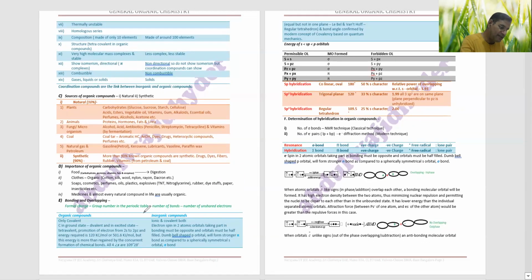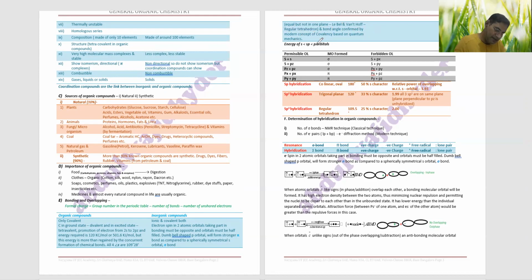This means all the four angles in organic chemistry will be equal, but not in one plane. Le Bel and van't Hoff gave the regular tetrahedron, and the bond angle is confirmed by the modern concept of covalency based on quantum mechanics.